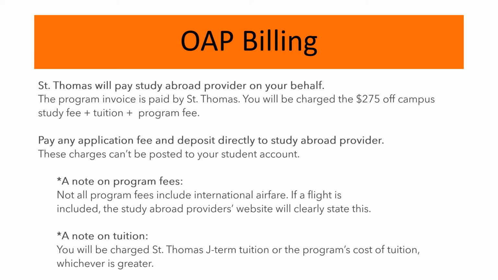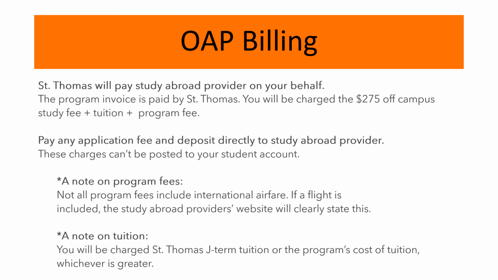For other approved billing, the study abroad provider will send St. Thomas an invoice for your program, which St. Thomas will then pay. Then St. Thomas will charge you on your student account a $275 off-campus study fee, tuition, and the remaining program fee, which includes the costs of things like room and board.